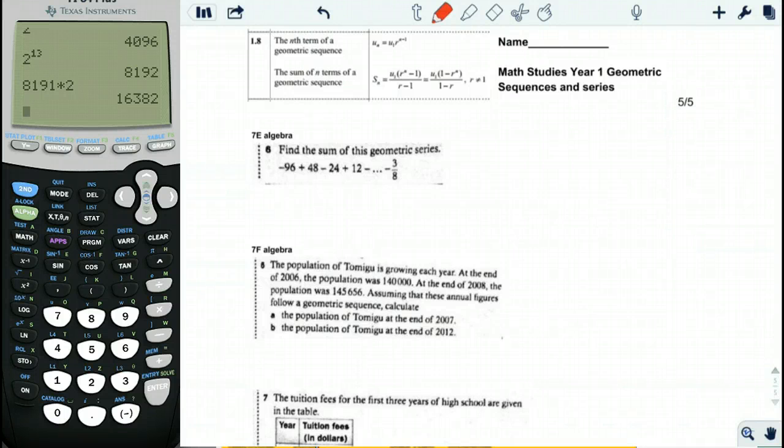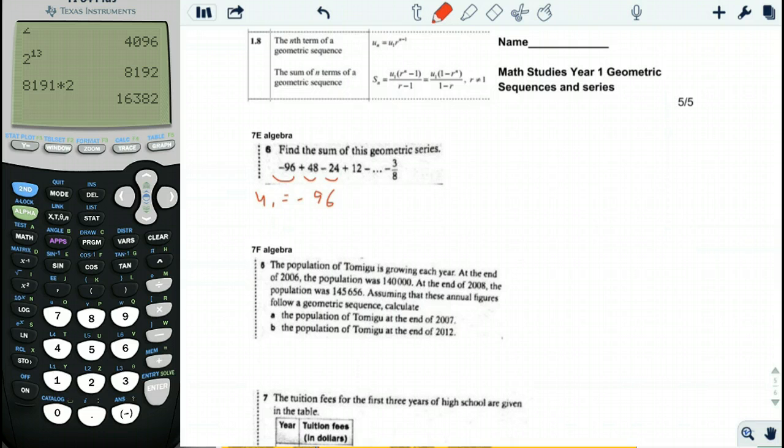So last page of geometric sequence and series, page 5. Find the sum of this geometric series. They give us that u1 is equal to negative 96. R is obviously negative, right? Because the terms flip from positive and negative. Let's try to figure out R.